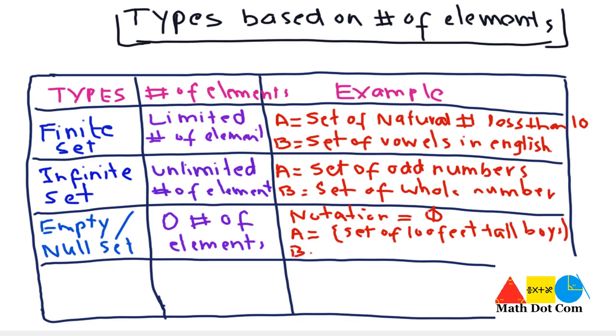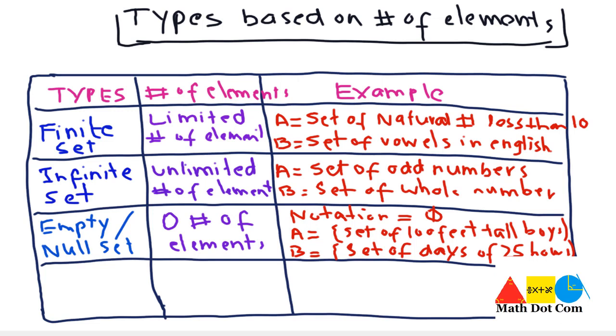Another example is the set of days of 25 hours. Is there any day that consists of 25 hours? No. So this will give you an empty set, a null set, a set that has no element, zero number of elements.